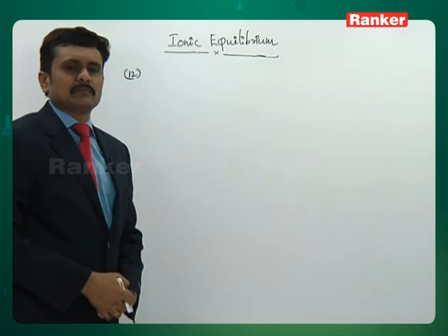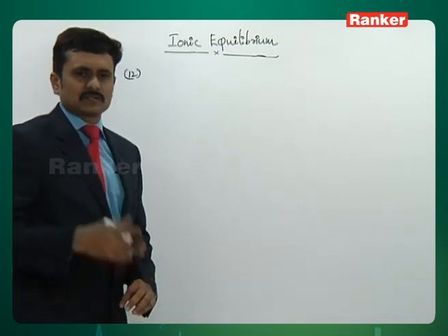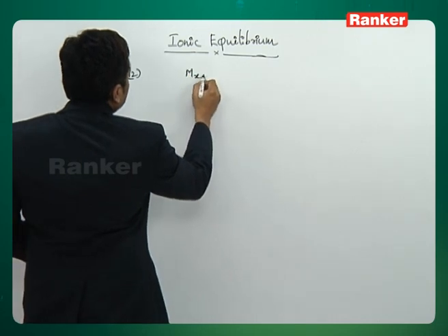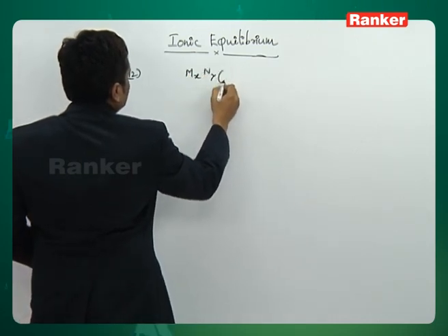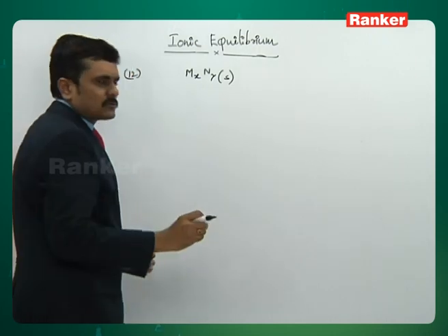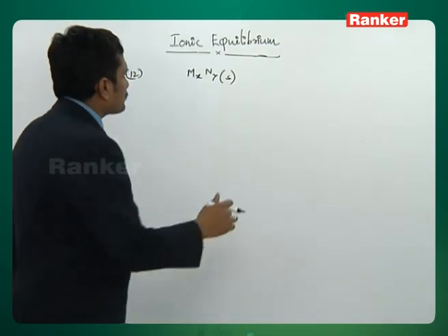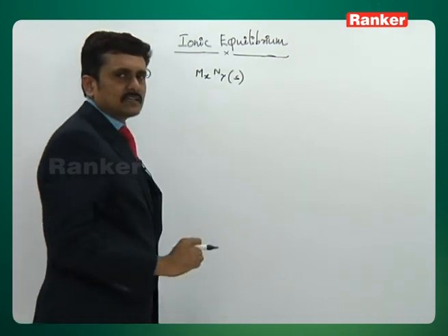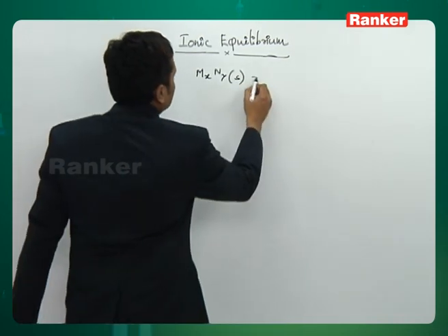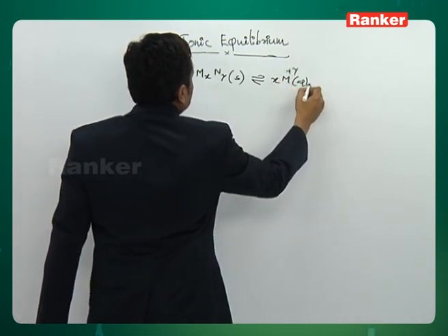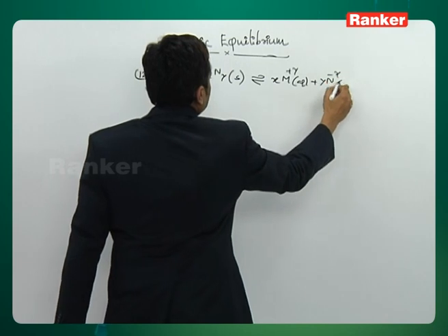Now the question is based on the solubility and solubility product. A precipitate is formed when, among the options given. So we have, say, a sparingly soluble salt MxNy represented as (s). (s) means that it is solid, insoluble in water. If it is soluble, we would have mentioned this as (aq), that is aqueous. Now when it comes to its dissociation, you have x moles of M^y+ and y moles of N^x- being produced.